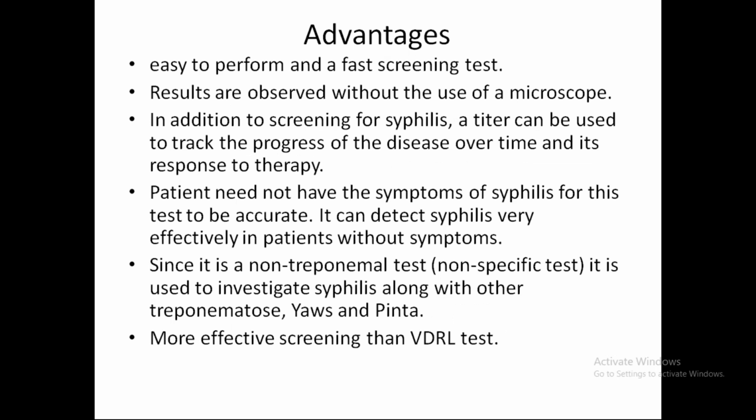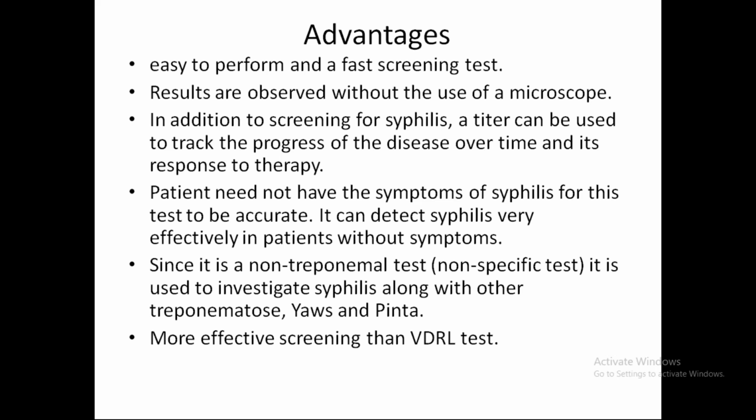Advantages of the RPR test over the VDRL test. These points are most important. First, it is an easy to perform and fast screening test. Second, results can be observed without the use of a microscope. In the case of the VDRL test, we need to observe flocculation under the microscope, whereas with the RPR test, no need, because the RPR antigen consists of charcoal particles, which make it easier to visualize with our normal eye.